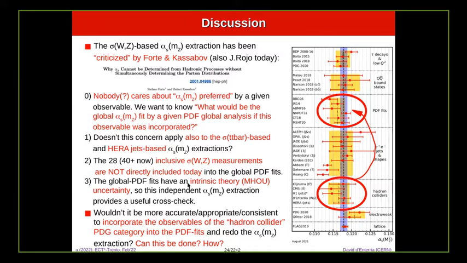And then we have the discussion we had previously of the intrinsic theory uncertainties, missing higher order uncertainties, that are still there in the global fits and they are not properly accounted for. So this independent alpha_S extraction with inclusive fiducial cross sections is a useful cross-check. At the end of the day, I think the take-home message is that probably the most accurate, most appropriate and most consistent thing is to incorporate consistently all these observables into the global PDF fits and then derive alpha_S with this information incorporated. And the question is, can this be done? And if it is so, how can this be done and when will it be done?